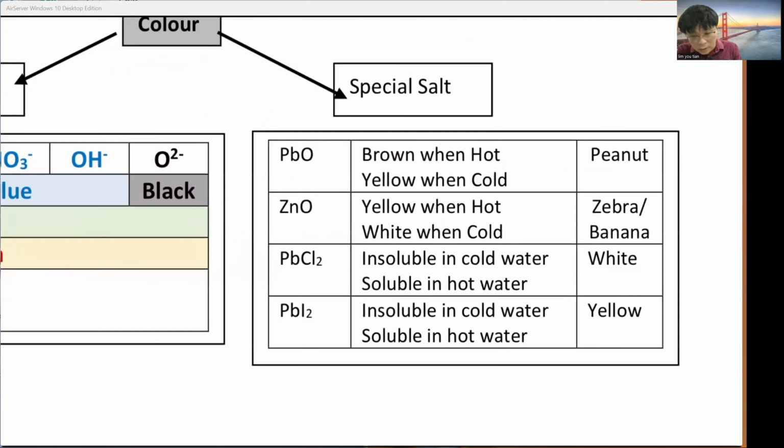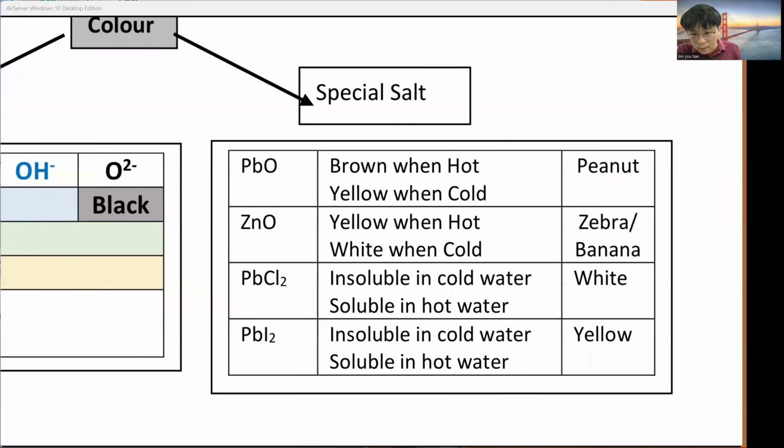Special color. So you can see here, this is how I teach my students. So PbO: brown when hot, yellow when cold. How do you know? You can imagine PbO, P is for peanut. Peanut, you go to nasi lemak, eat the peanut, right? The outside is brown. If you peel off the skin outside, inside is yellow. So brown when hot, yellow when cold. You remember when hot, the color is darker. So brown is darker than yellow. You see, brown is darker than yellow.